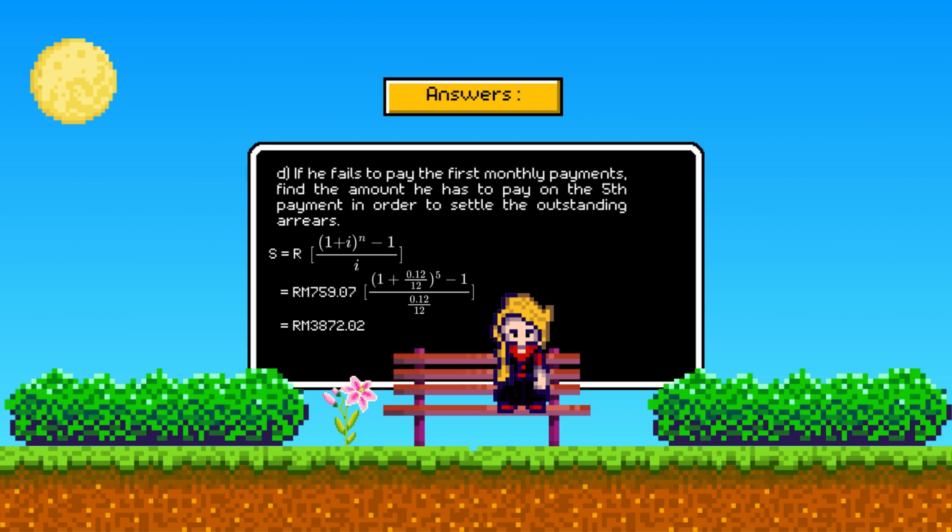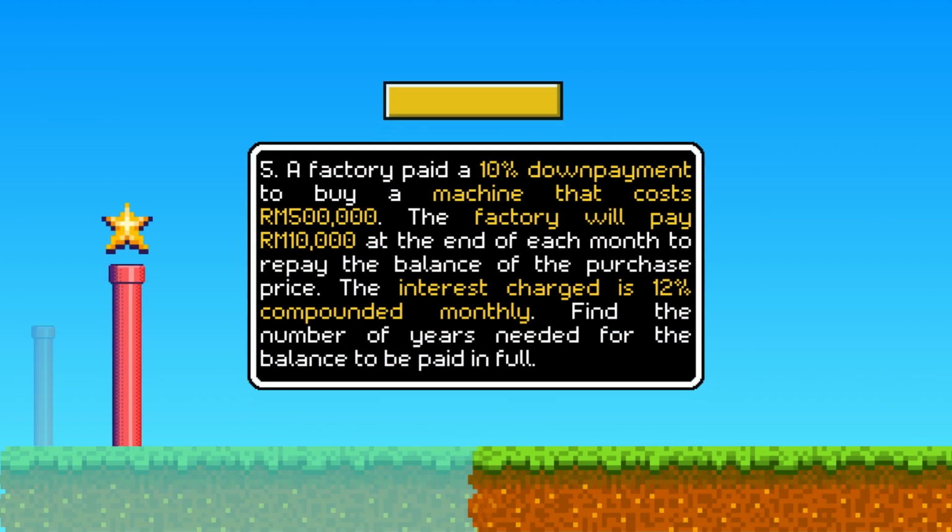Question 4D. If he fails to pay the first monthly payment, find the amount he has to pay on the fifth payment in order to settle the outstanding arrears. So, we can use the formula of future value, as you can see on the screen. You just need to put the given information into the formula. So, here we got the final answer.